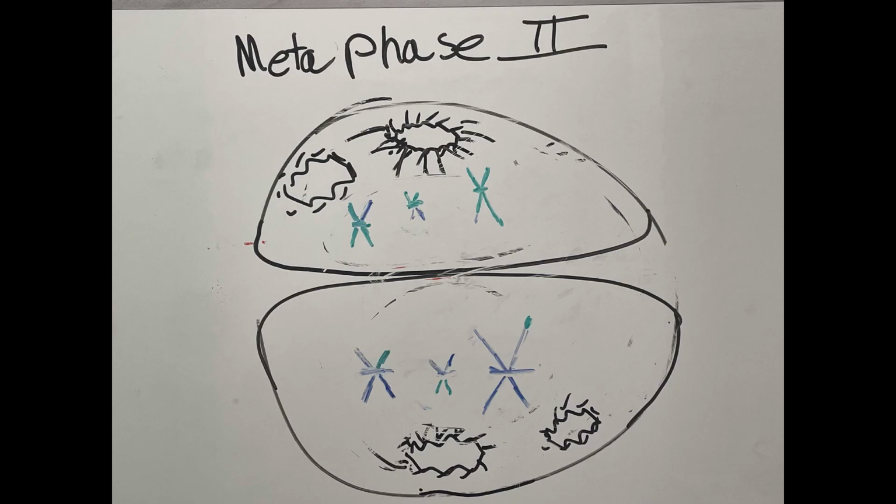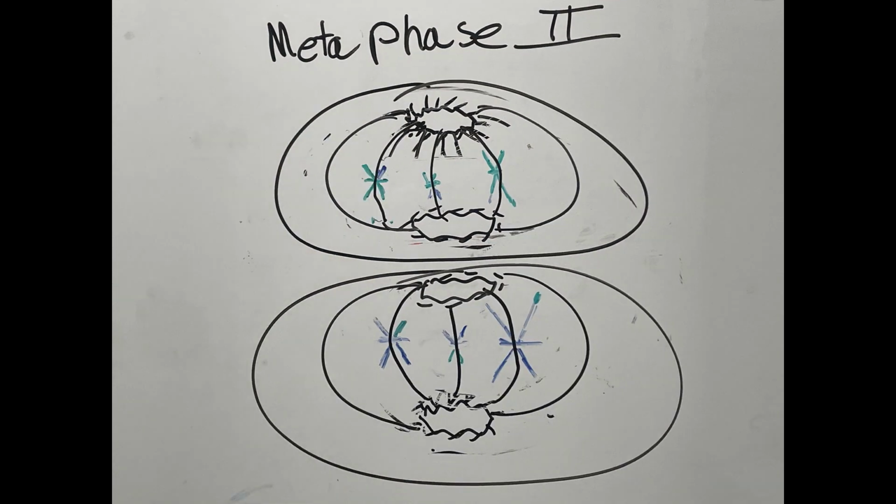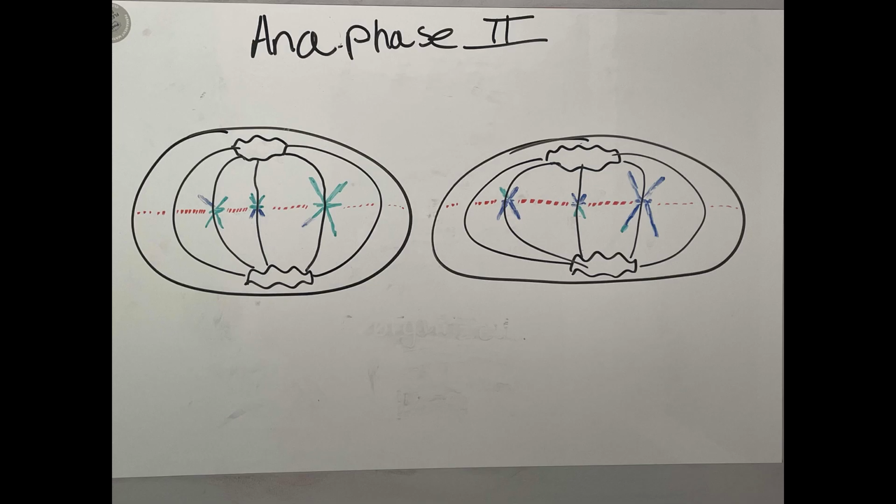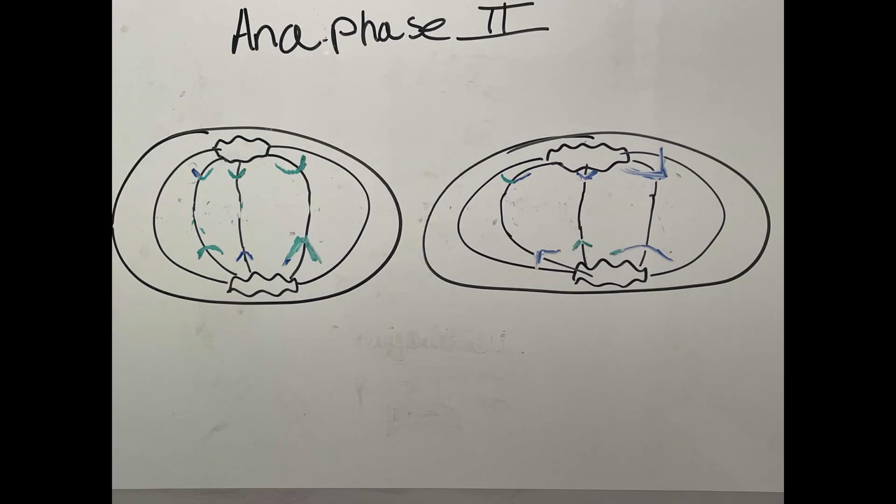in each cell. Next is metaphase 2, which is when the chromosomes align at the metaphase plate, the middle part of each haploid cell. Now, in anaphase 2, the sister chromatids split apart and move towards the opposite centrosomes. Finally, in this video comes the last step, or rather 2 steps, known as telophase 2 and cytokinesis.